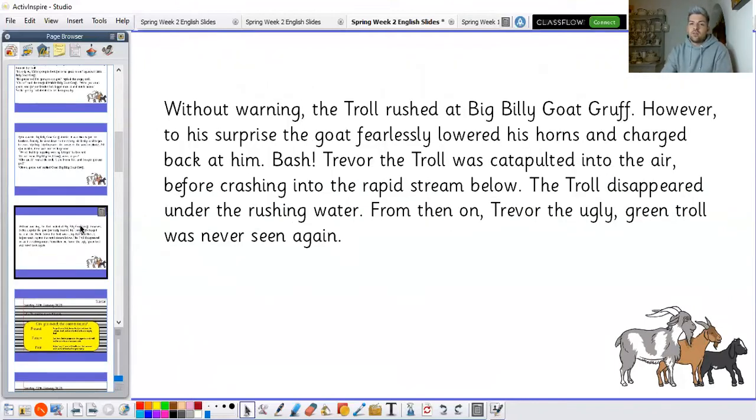Without warning, the Troll rushed at Big Billy Goat Gruff. However, to his surprise, the goat fearlessly lowered his horns and charged back at him. Bash! Trevor the Troll was catapulted into the air before crashing into the rapid stream below. The Troll disappeared under the rushing water. From then on, Trevor the ugly green troll was never seen again.